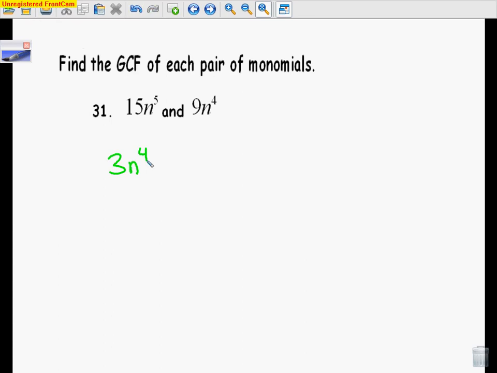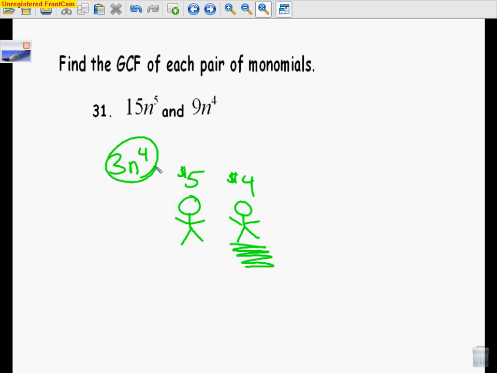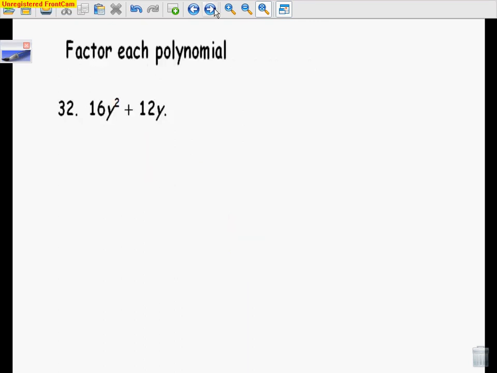I like to think of it as a person. Let's say you're a thief, and once again, I don't promote stealing, but you want to steal from 2 people. This person here has $5. This person here has $4. However, you want to steal the most that you can from both of these, but because you're a particular thief, you have to steal the same amount. Because this person only has $4, you can only take $4 from each of them. You want to steal the same amount, but the greatest amount possible. So that's how we got the n to the fourth. Great. Let's move on.